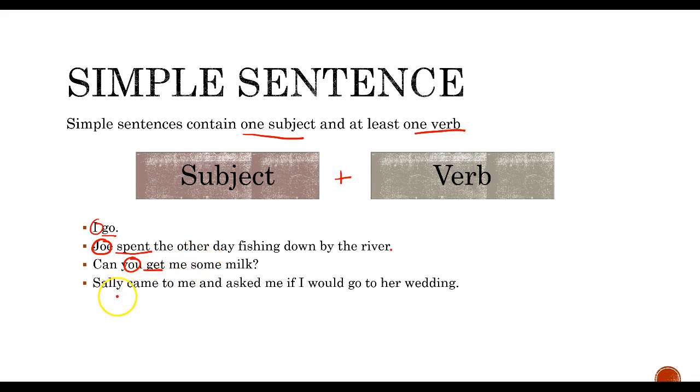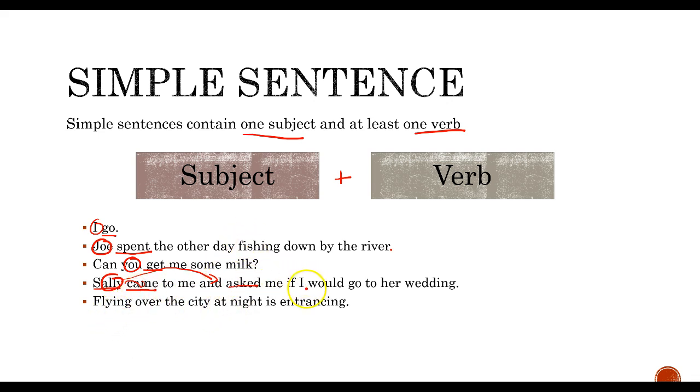Here's another simple sentence. Sally came to me and asked me if I would go to her wedding. So here, the subject, again, is Sally. Sally's the subject. Came is the verb, came to me, and asked me if I would go to her wedding. So in this case, we have two verbs, one subject. So Sally came and asked. That could happen sometimes. But as long as there's one subject, you're still a simple sentence, even though there's two verbs.